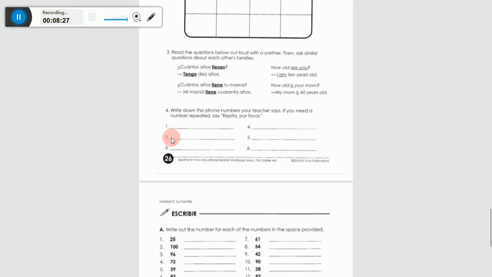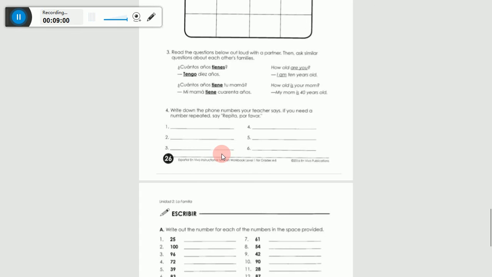Number 2, 678 229 1517. Number 3, 404 298 3212.